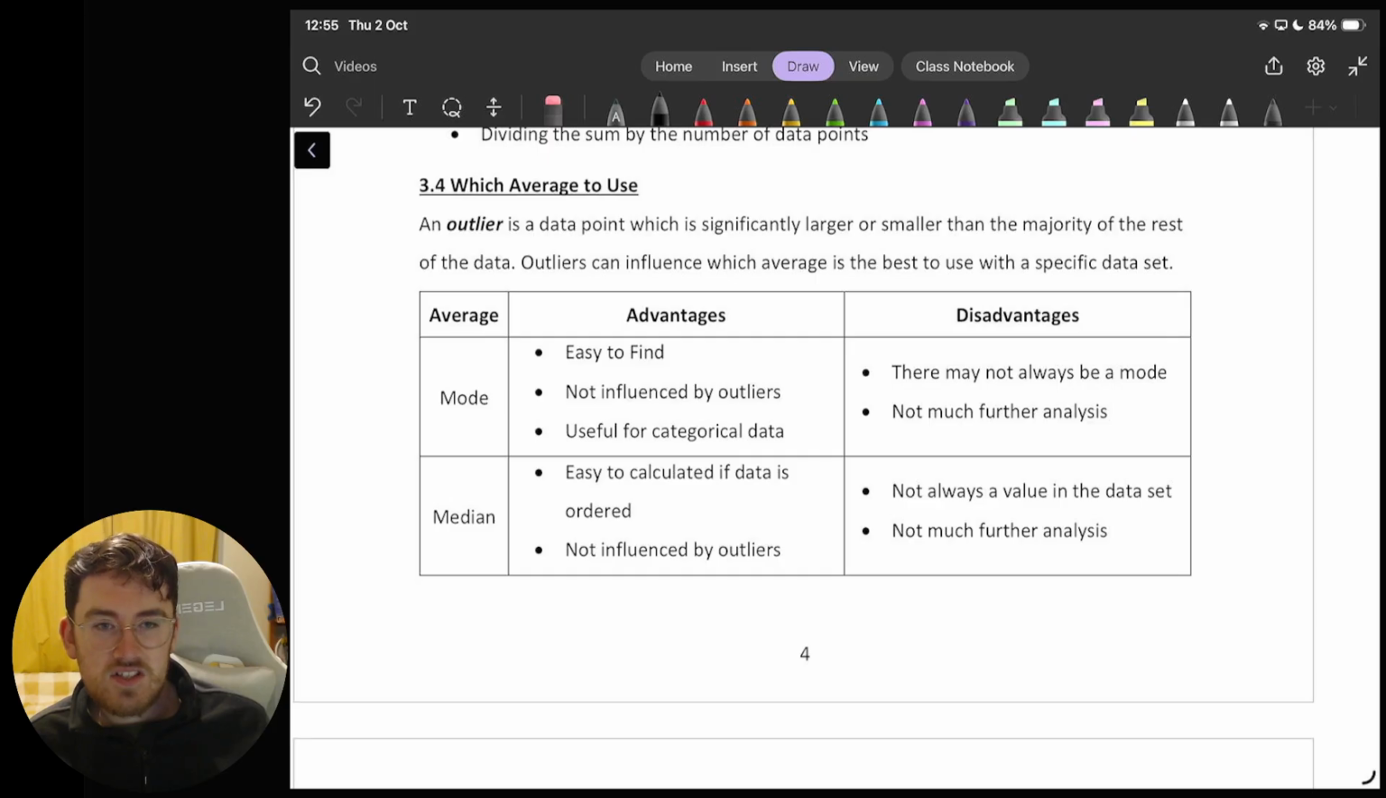The disadvantage there is that there may not be a mode, so there mightn't be one data point that is more prominent or more popular than the others, and there's not much else that we can use the mode for. It just tells us which one is there the most, and that's all well and good, but we can't do a whole pile with it.